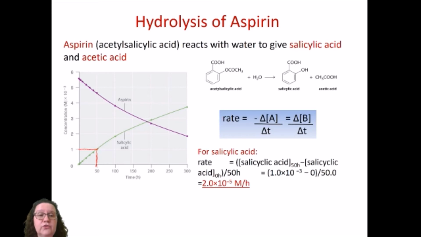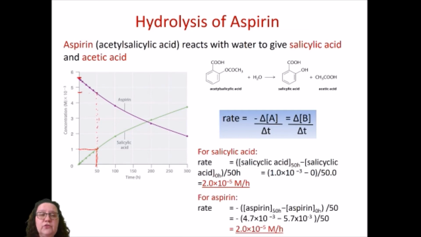I could have chosen to calculate it with respect to the disappearance of acetyl salicylic acid. In this case, because of the graph, that would be slightly more difficult, just because the graph doesn't give you enough resolution to find out what the concentration of aspirin is at 50 hours and at 0 hours.